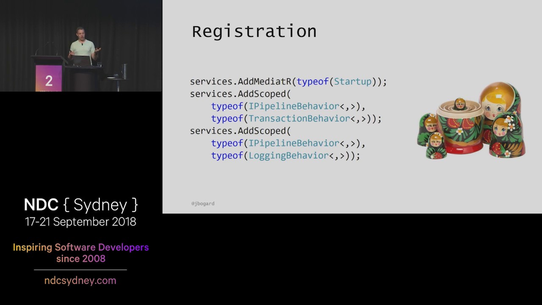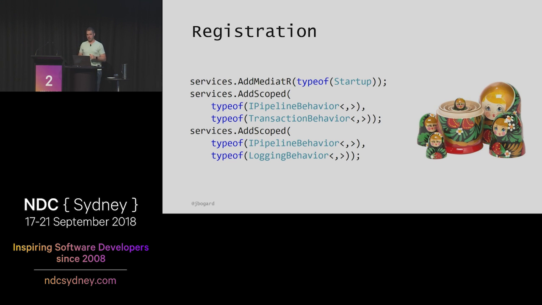Registration is pretty easy for these sort of things. In my head, I think of them as the Russian dolls, the Matryoshka, where there's the meat in the middle that is my actual work, and on top of it I start to layer the other interesting behaviors in my system. But from the outside, I don't know about any of that. I just know I have a request, I'm sending in that request, it wraps everything in all those behaviors, calls a handler, and then out the other side is my response.